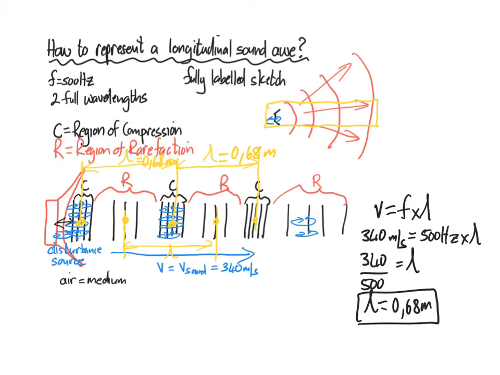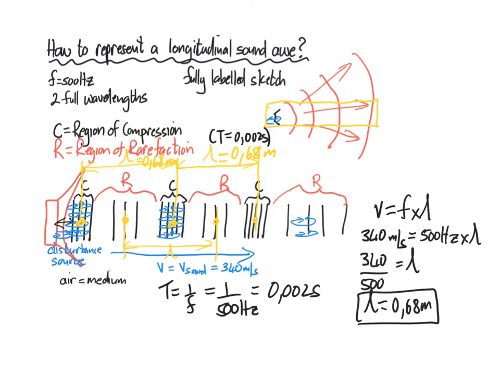And albeit that we haven't explicitly asked that the period be shown, it would be wise to do it. So we're going to say, well, okay, the period is going to be 1 over the frequency, which is 1 over 500 hertz, which is going to be 0.002 seconds. So we could represent this as follows, just in brackets, saying T is 0.002 seconds.